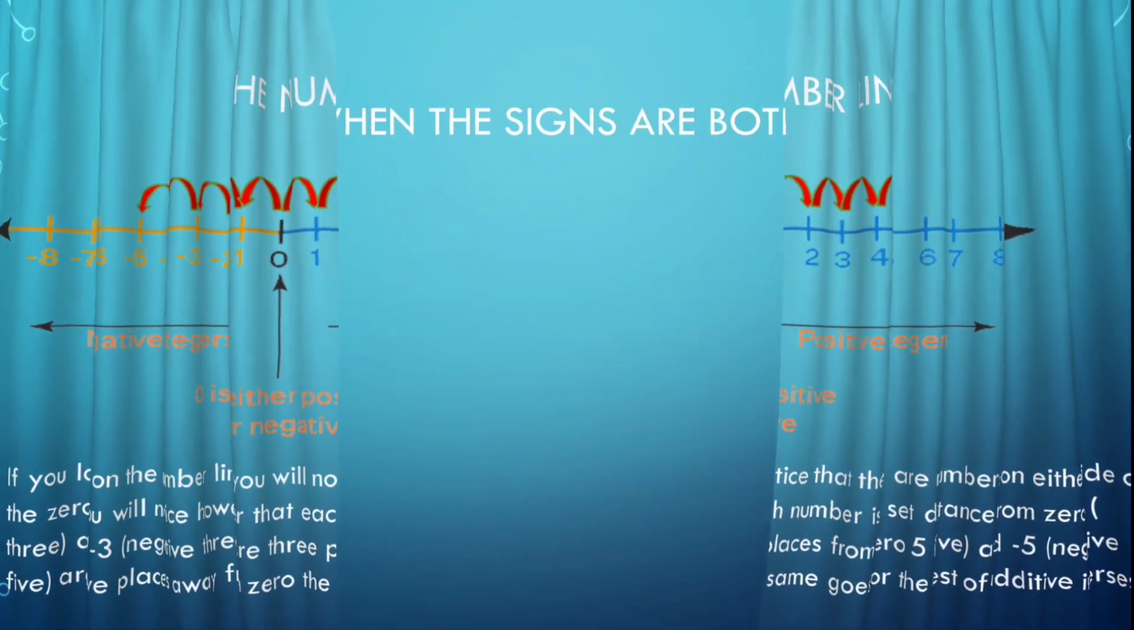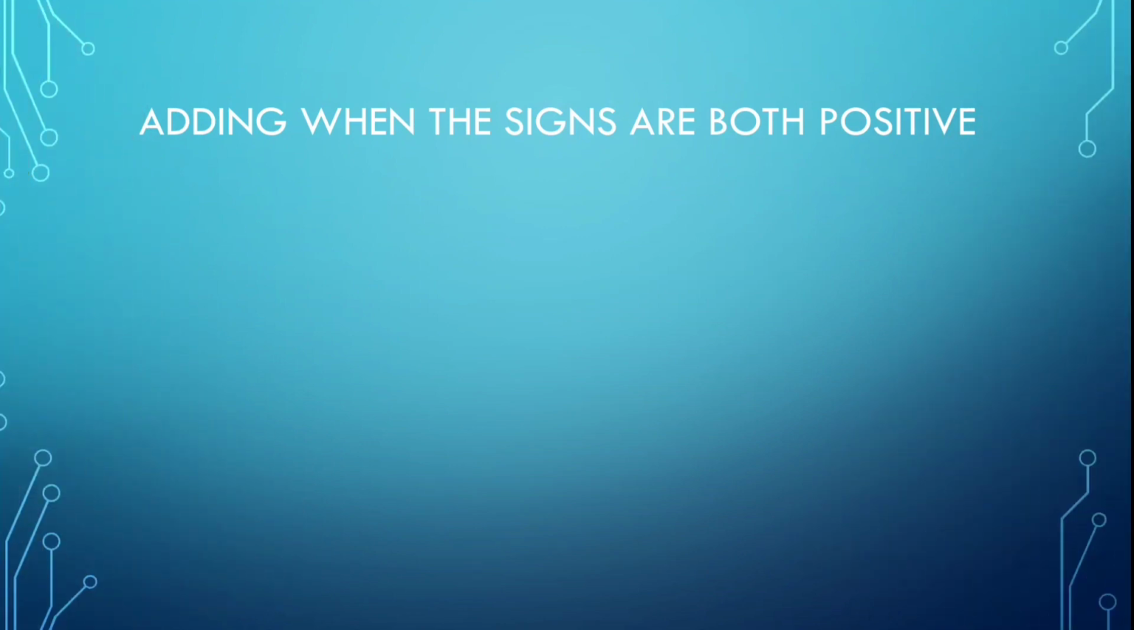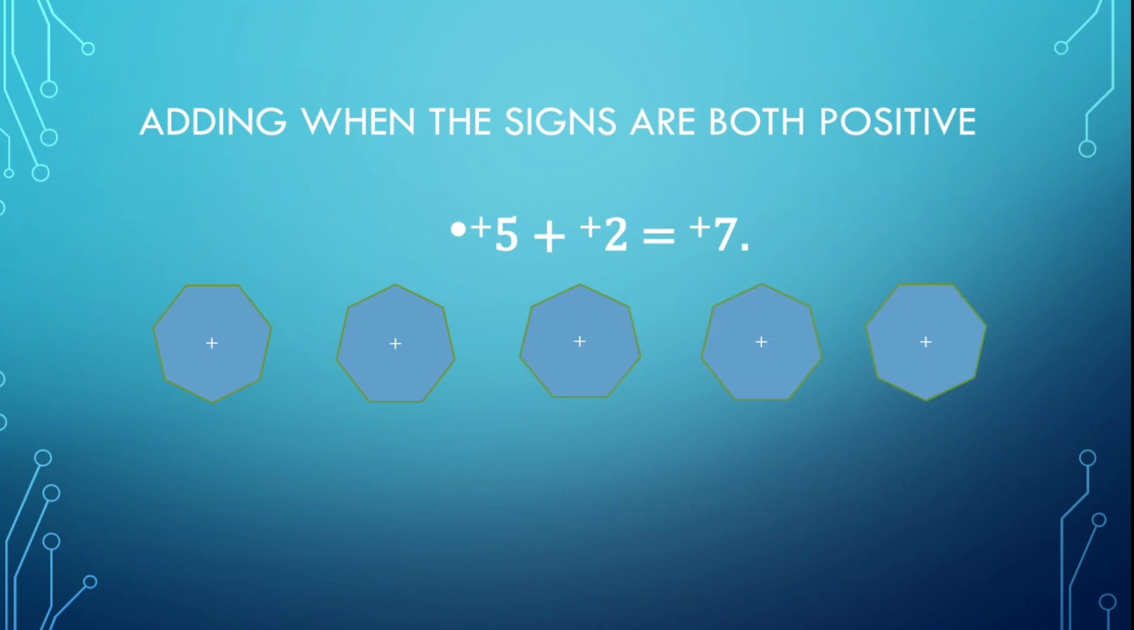All right, so we're going to check out adding when both signs are positive. Here we have positive 5 plus positive 2, and straight away we can say that the sum of positive 5 and positive 2 is 7. Here's a pictorial representation using counters, using blue counters to represent positive. So we have 5 blue counters there, and we're adding 2 more. If you should count those, you will get 7 counters in all.